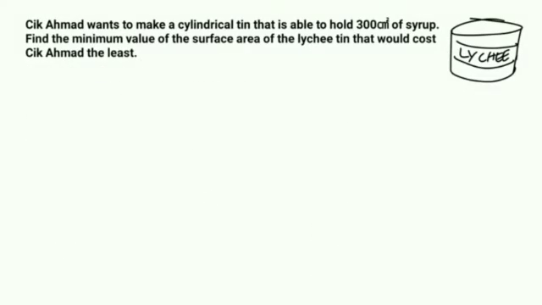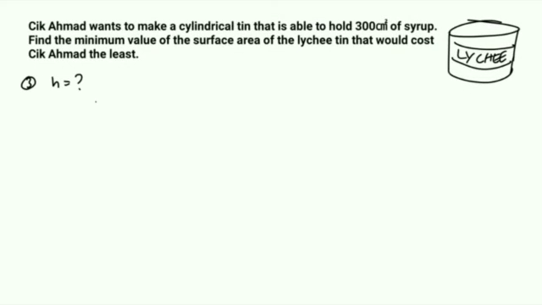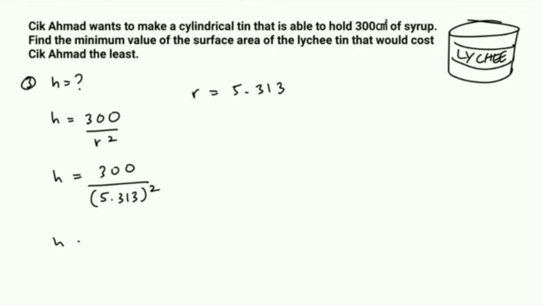5.313. How do we get h? We need to substitute the value of r into the h formula. h equals 300 over r squared, and we get h equal to 10.62 cm.